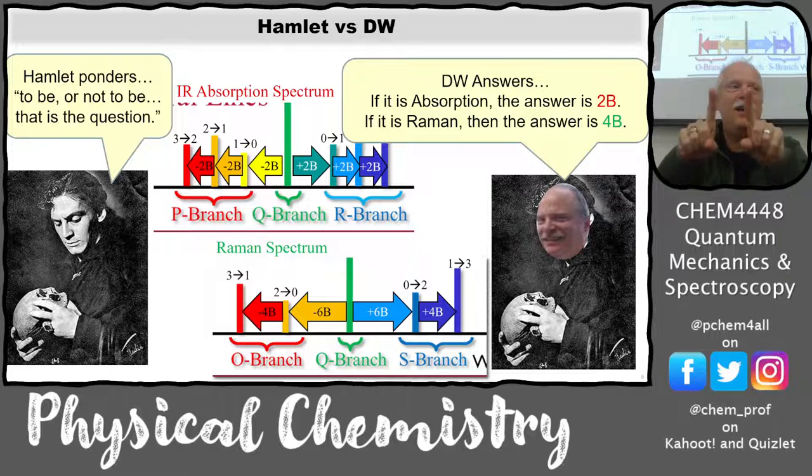And so if you're given two rotational lines in the Raman and you want to solve for the bond length, you take the frequency difference between those rotational lines and divide by 4, and you've got the rotational constant. Then you use the equation for that rotational constant to find the bond length or the mass of the particle or whatever it is you're trying to find.